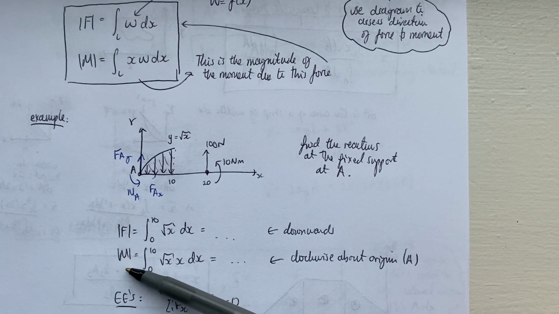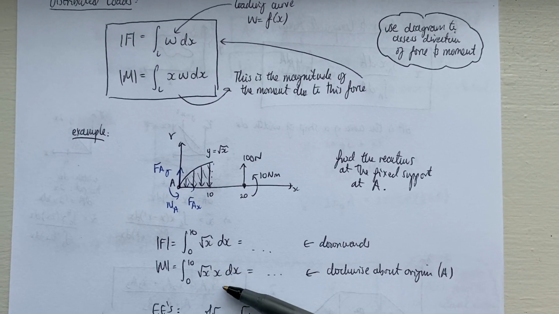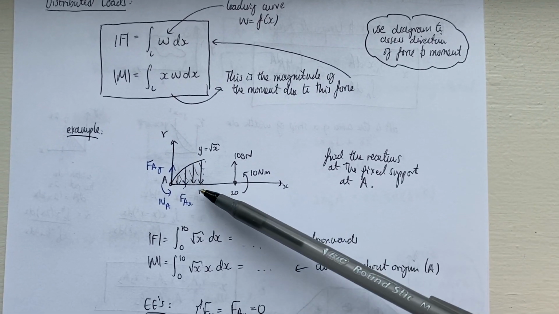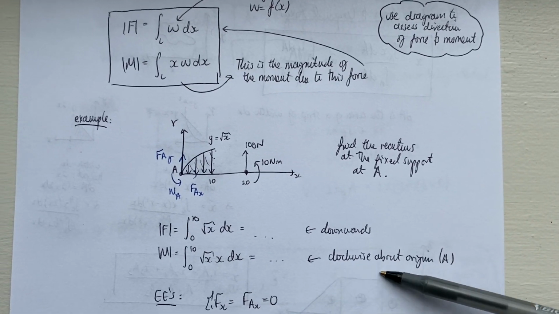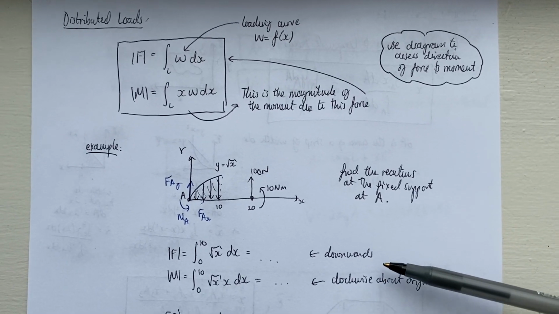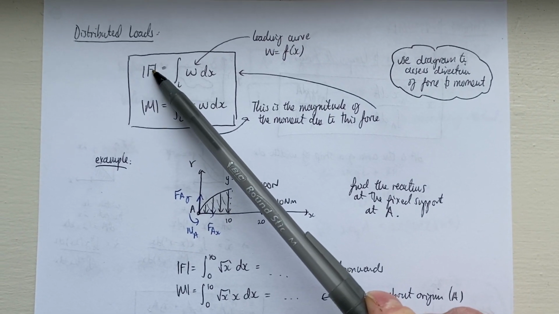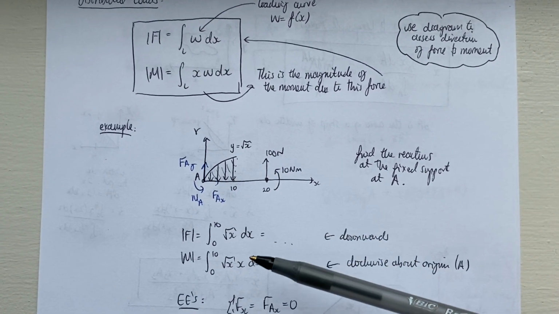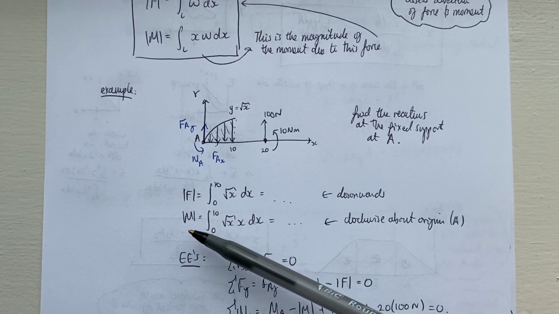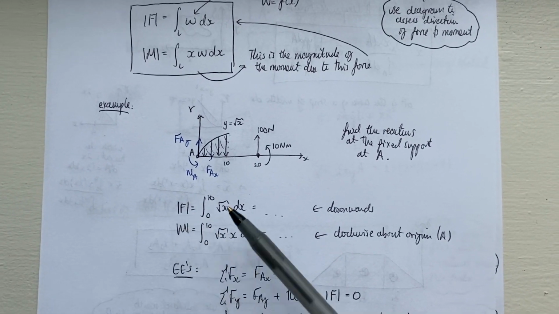And then to find the magnitude of the moment, we do the same thing, but we multiply it by an extra x, right? And this is going to give us a clockwise moment about A. So that's going to be negative when we come to sum our moments, right? The other very important thing to remember is that this moment is the moment due to this force. So when we apply the equilibrium equations, we need to remember to include either one or the other in the sum of the moments, right? Because this is the moment due to this force, so we don't need to include them both.